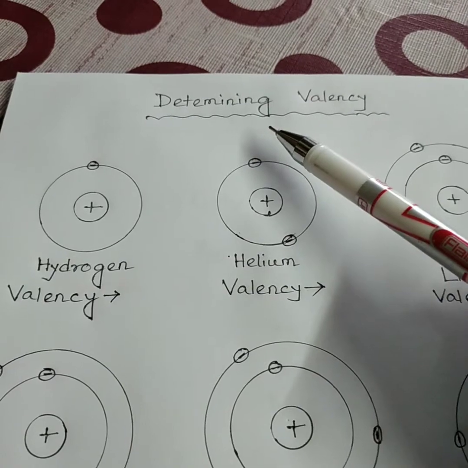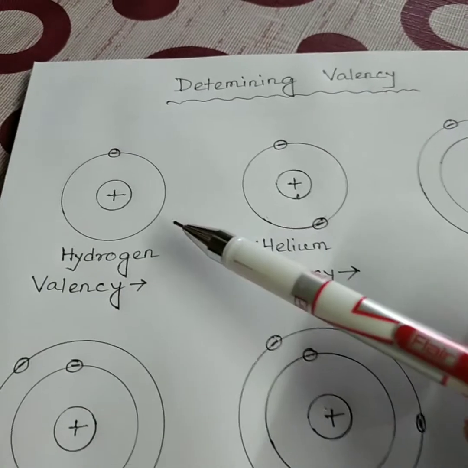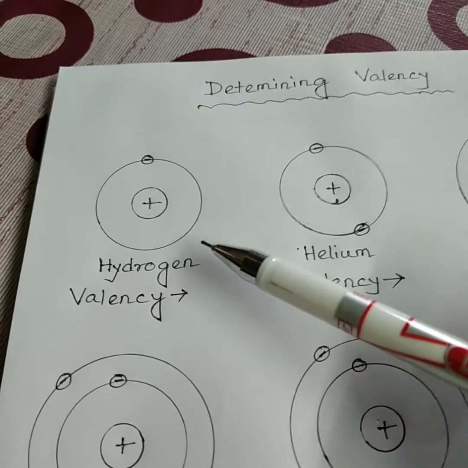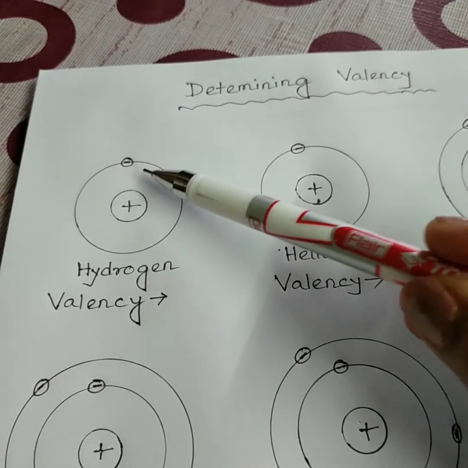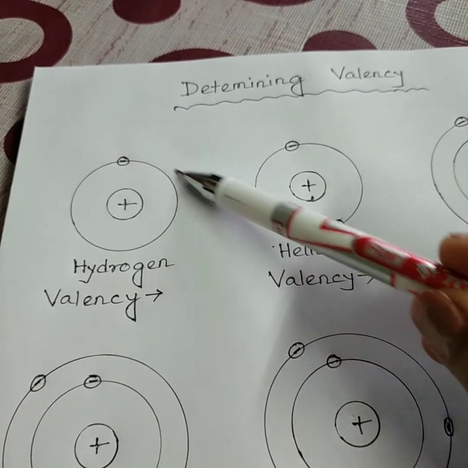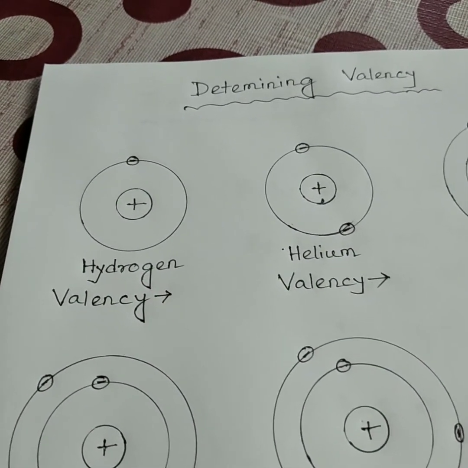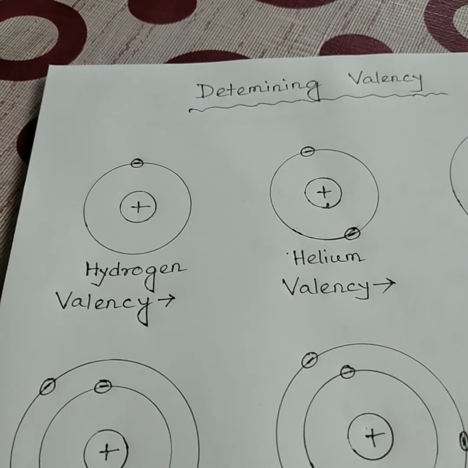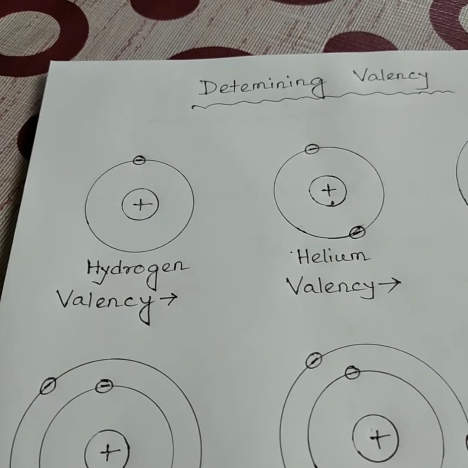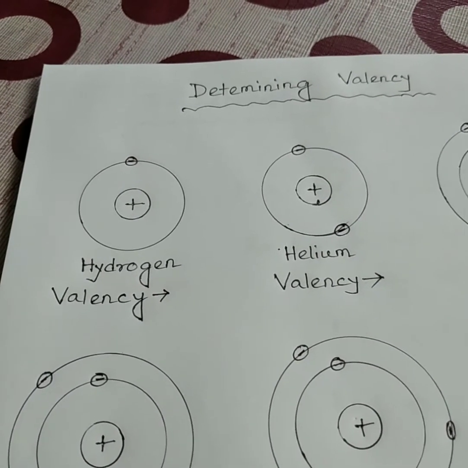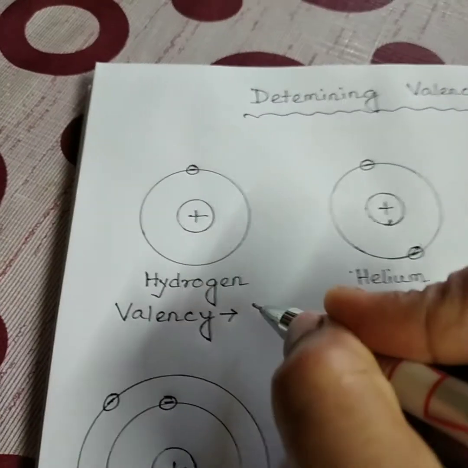How to determine the valency of an atom? Here you can see the hydrogen atom, right? Hydrogen has 1 electron in its outermost orbit. So it needs to lose 1 electron to attain stability. Thus, the valency of hydrogen is 1. Okay?